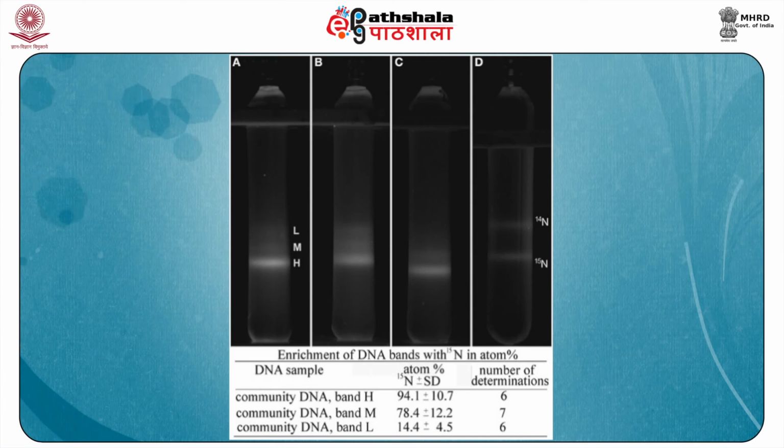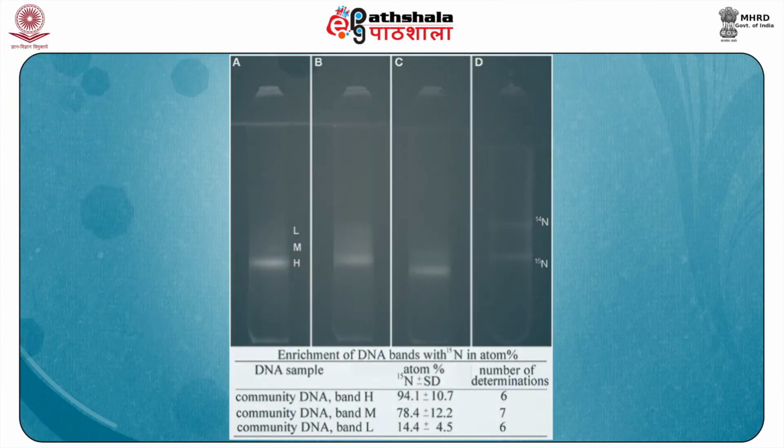The picture shows how, when cells are grown in the presence of heavy nitrogen, the DNA would have different bands corresponding to either having the lighter or the normal isotope, a medium band which would have both the light and heavy one, as well as the heavy band which is made up of only the heavy isotope.